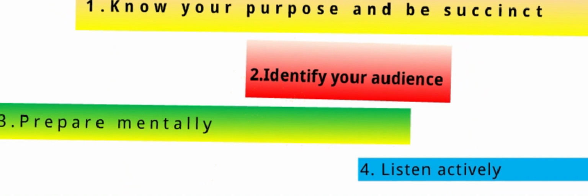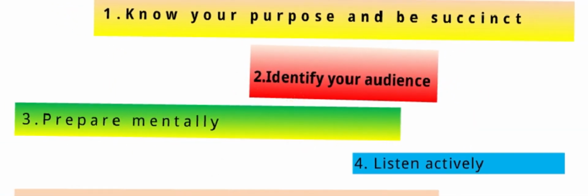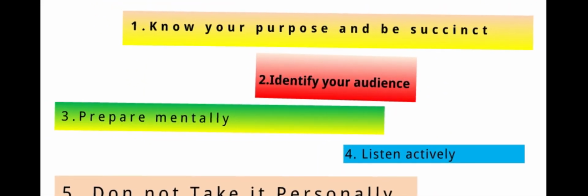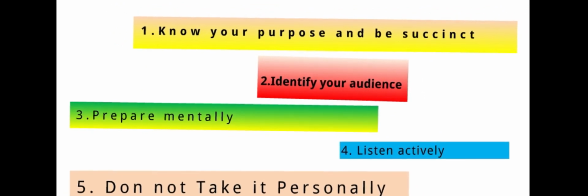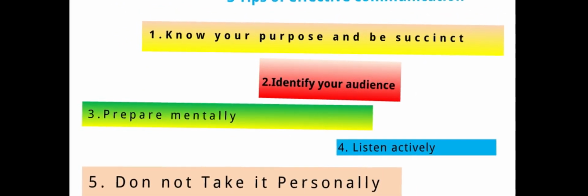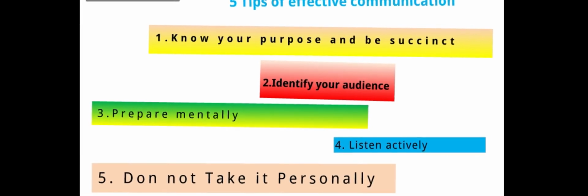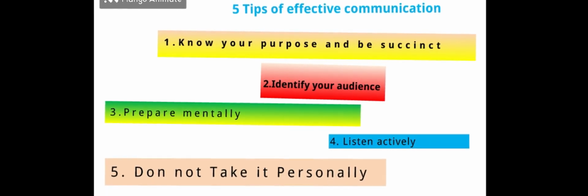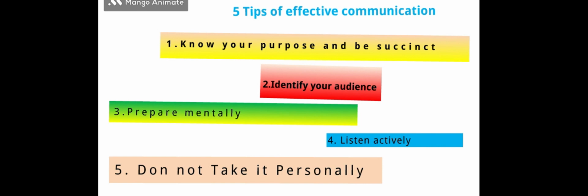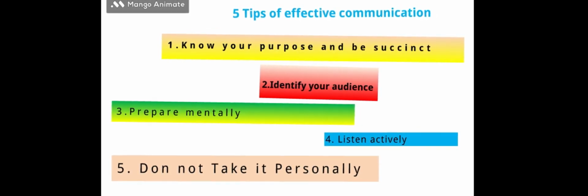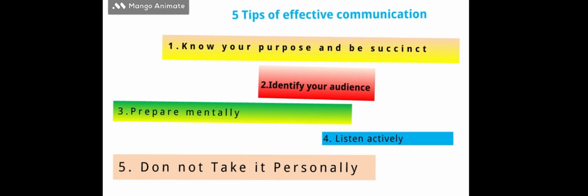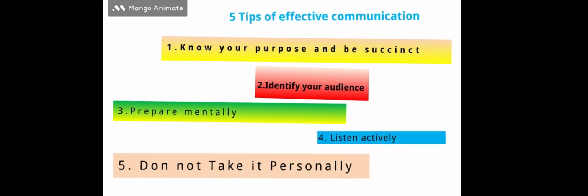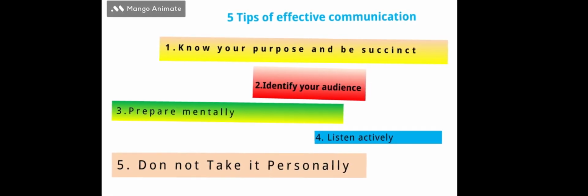The second section of today's lesson is 5 tips of effective communication. The first tip of effective communication is knowing your purpose and being succinct. Here, we say that knowing the purpose and being succinct is the key for effective communication, because knowing the purpose will help you to plan your speech strategy. Because once you know the purpose, you will select which strategy you will use during the speech. Maybe that is persuasive, informative, instructive, or something else. And being succinct will help you to be specific and to the point. That helps us to navigate very well during communication.